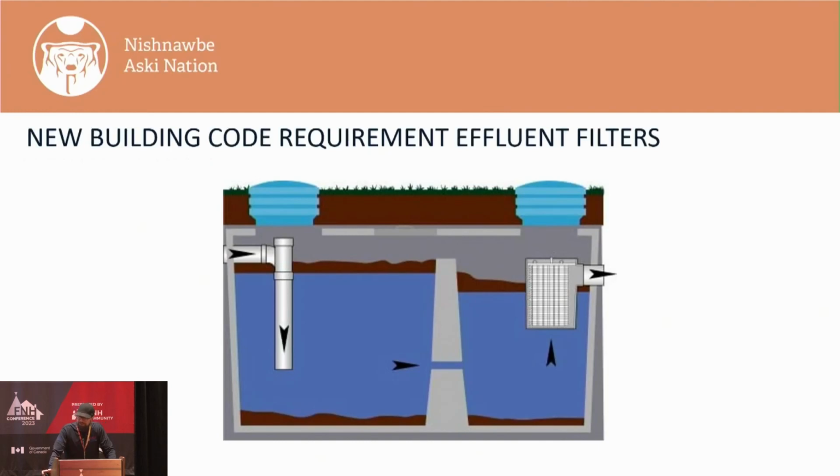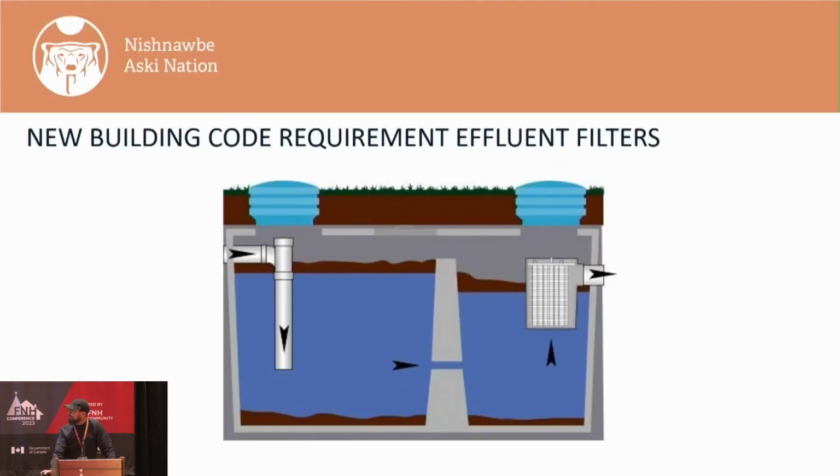And obviously this presentation is a little old, but under the Ontario Building Code now, effluent filters are required on the outlet sides of all septic tanks. Effluent filters are just exactly that. It's a filter that keeps solids from going out of the tank and into the distribution field. The more you can keep the distribution field to just receiving treated septic tank effluent, the longer your distribution field will last.